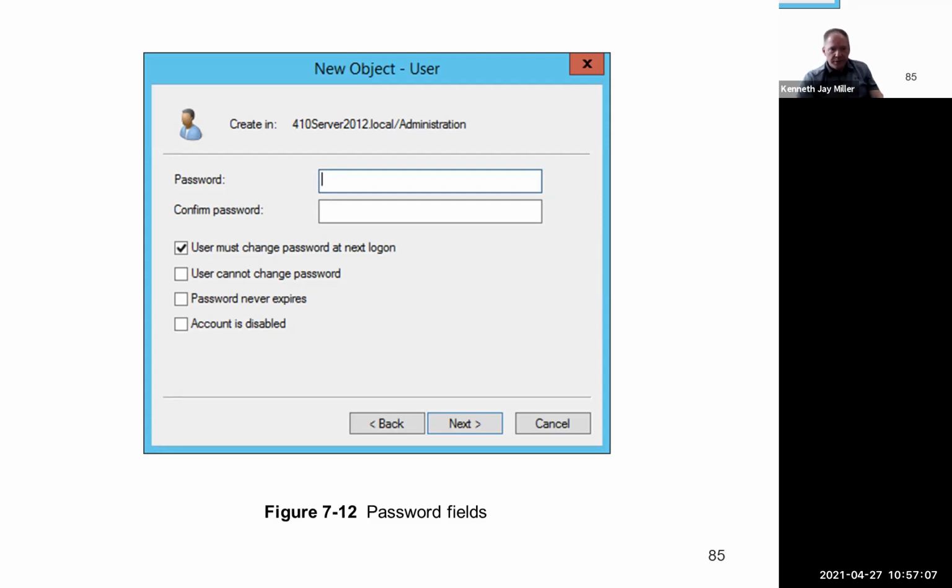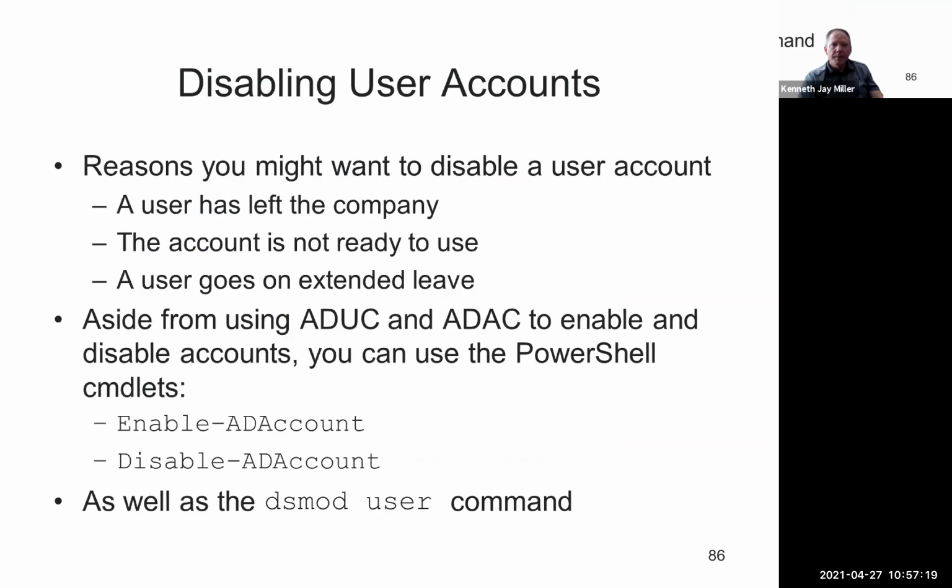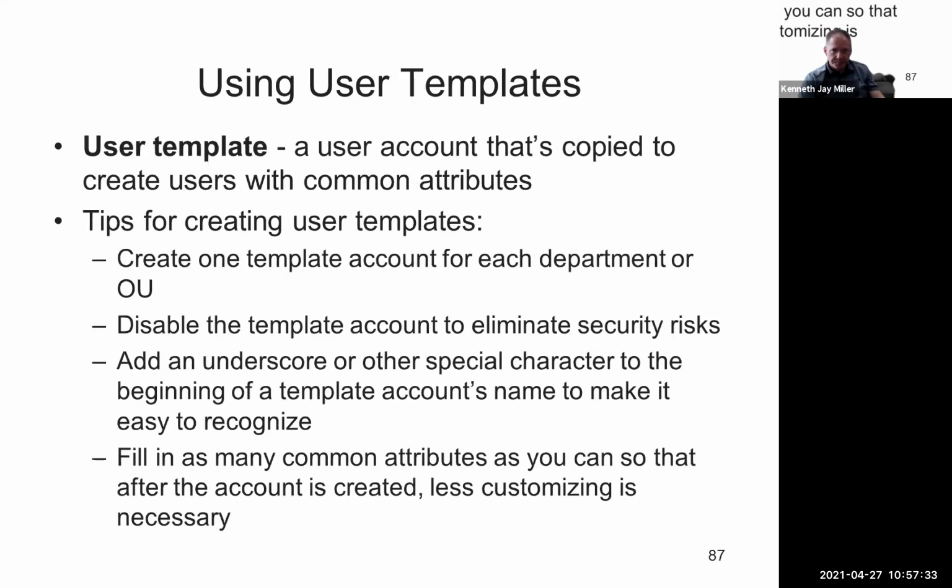So I don't know, but yeah, if you click that password never expires, they'll never have to change their password. They won't be prompted to change their password. They can still change it unless you say they can't change it right there as well. Right? Now, reasons you might want to disable an account is if they left the company, the account is not ready to use yet, or they go on extended leave. And you can do that from PowerShell as well.